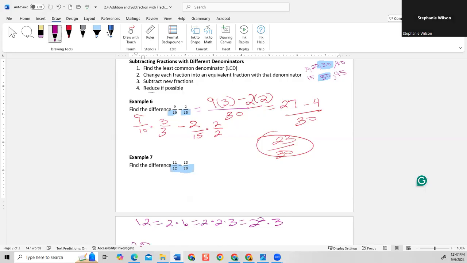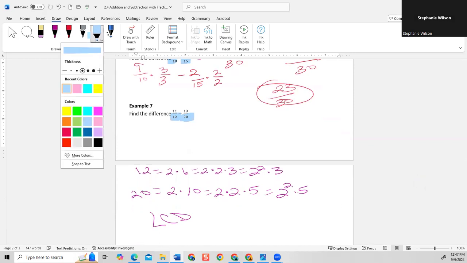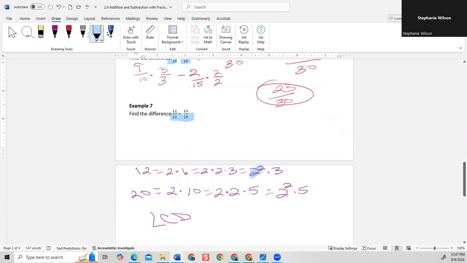20, whoops, let me scroll down just a little bit more so you can see it. 20 is 2 times 10, which is 2 times 2 times 5, which is 2 squared times 5. So let's find our least common denominator. We're going to pick each base once, and we're going to pick the base with the highest power. Well, for 2, the highest power is just 2 squared. And then we have 3 to the first and 5 to the first.